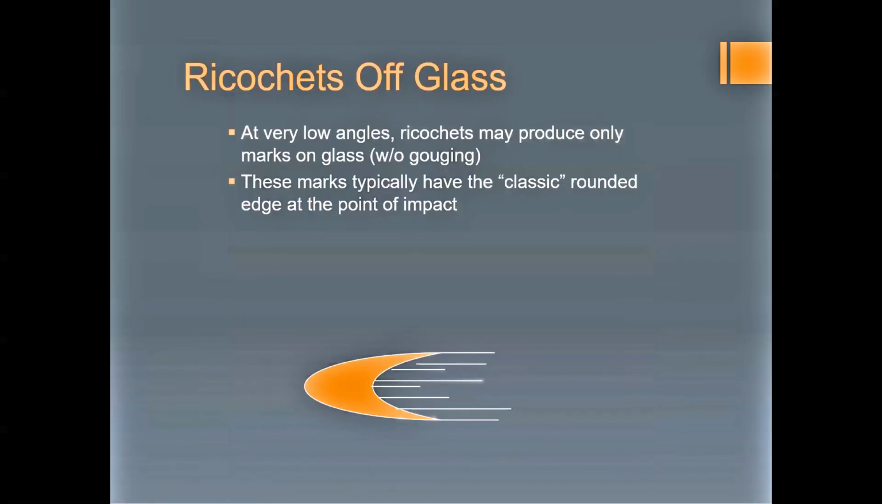So ricochets off of glass. We're going to see plenty of those out there. At very low angles, ricochets may produce only marks on glass. No gouging, just a mark. These marks typically have the classic rounded edge at the point of impact. Here's our classic rounded edge. So which way is this bullet traveling? Left to right.